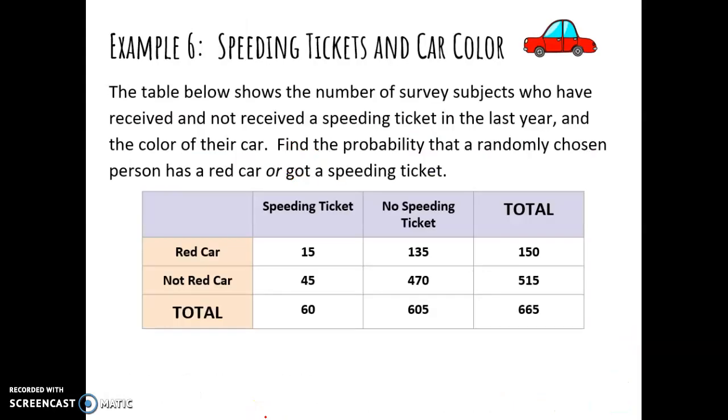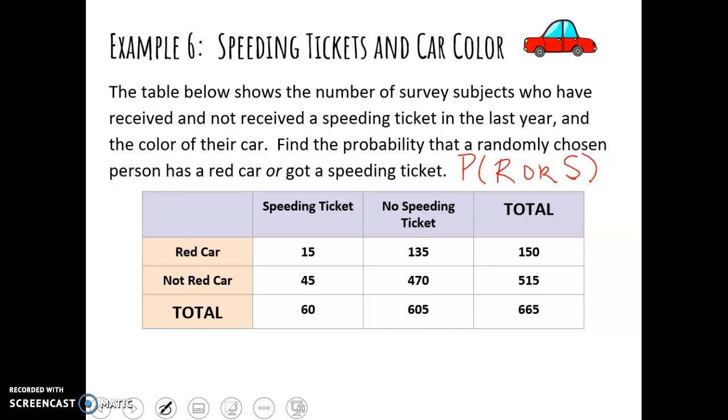Alright, so this one says the table below shows the number of survey subjects who have received and not received a speeding ticket in the last year and the color of their car, in regards to whether it's red or not red. Find the probability that a randomly chosen person has a red car or got a speeding ticket.